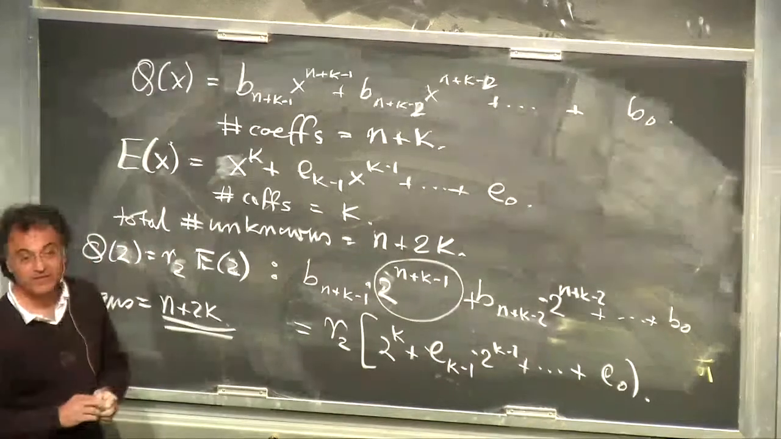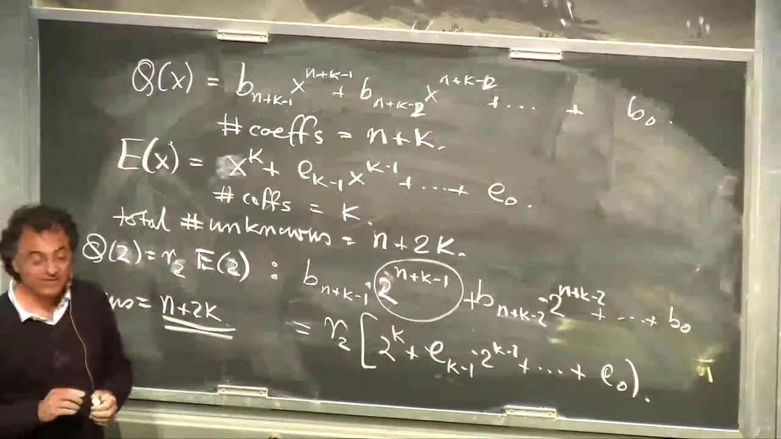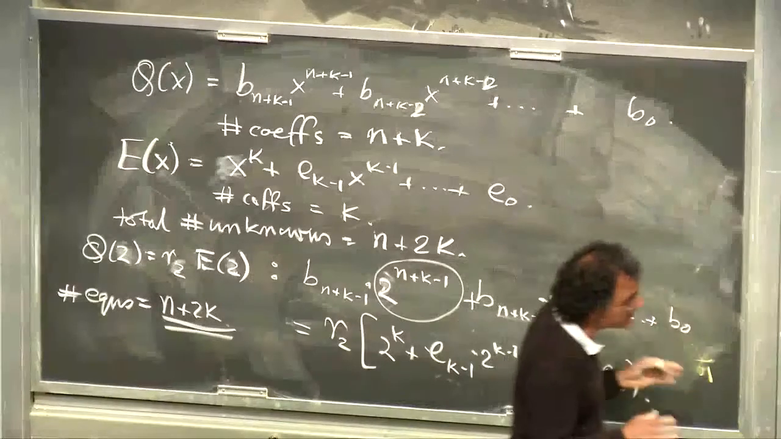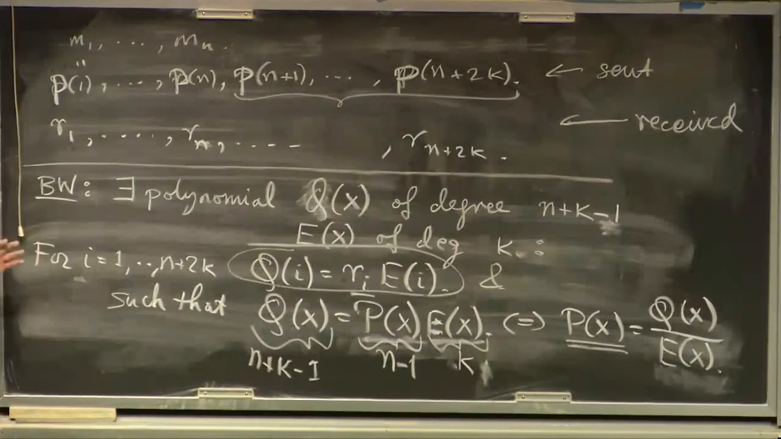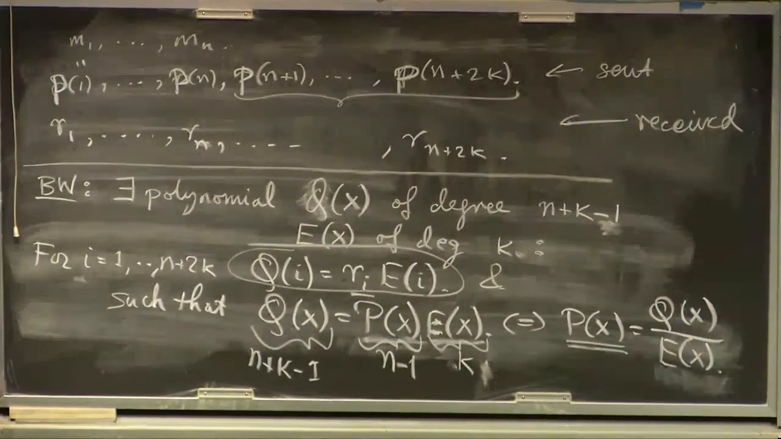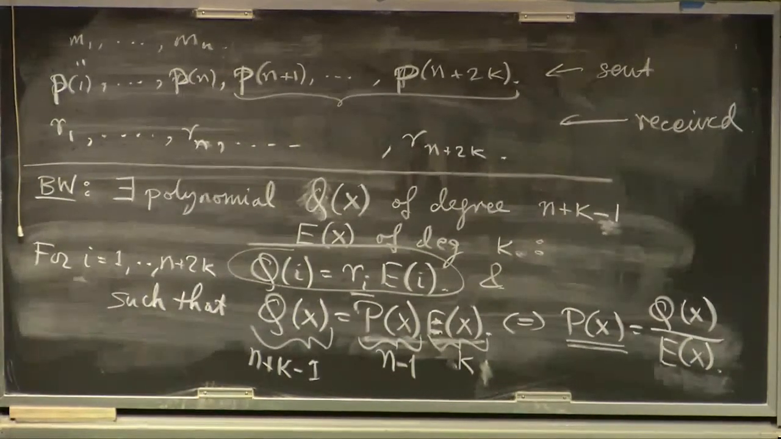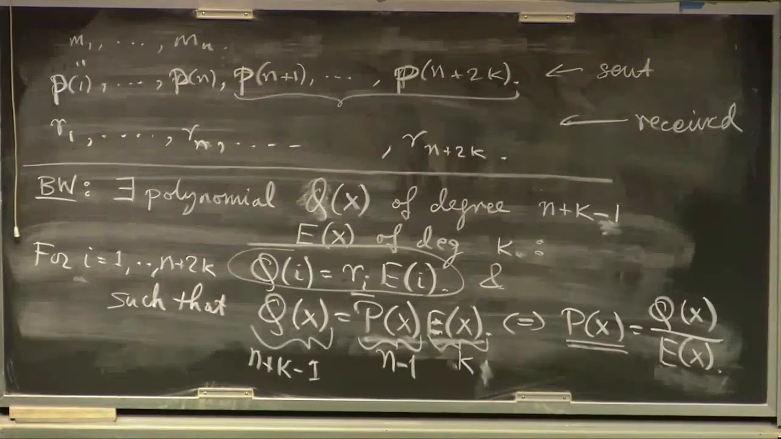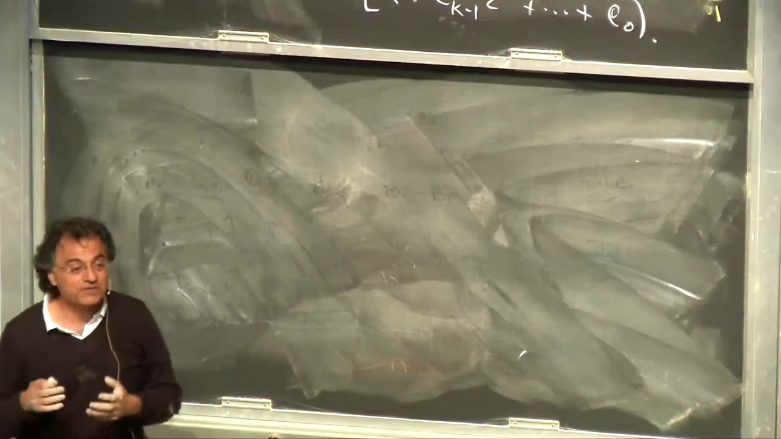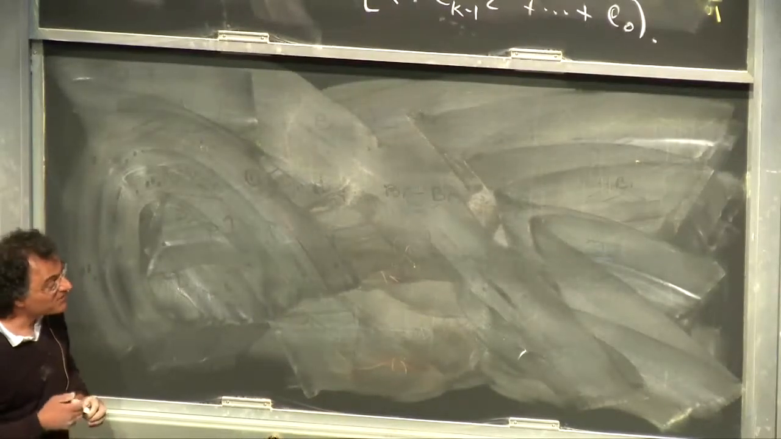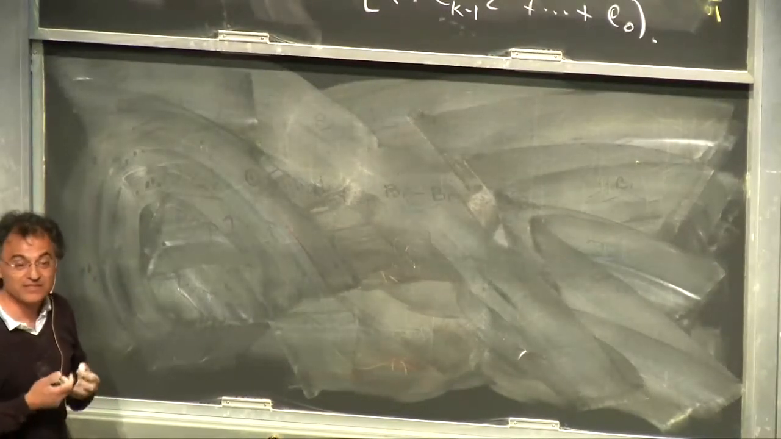Okay, so now the only thing that remains is to say, why is all this true? Where did Berlekamp-Welch get these magical polynomials Q of x and E of x from? How could they possibly know that there are these polynomials? And this is where the brilliant idea comes in. It's an absolutely beautiful idea. It's not even that hard. It's just that it's a brilliant idea.